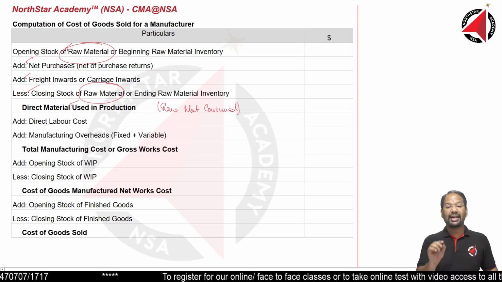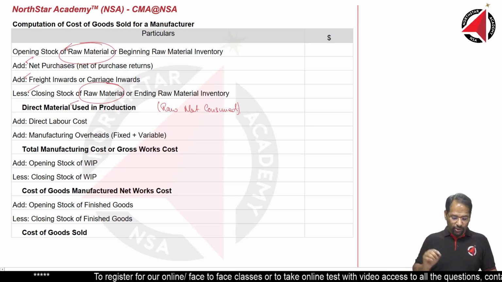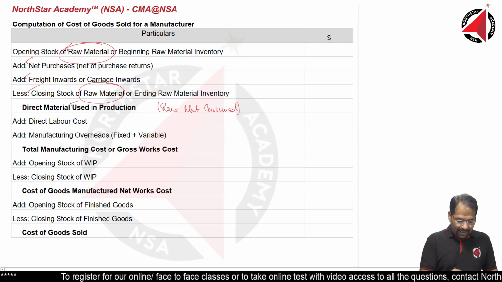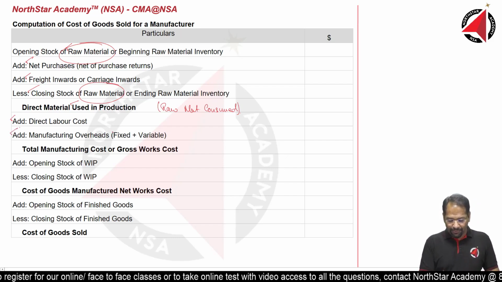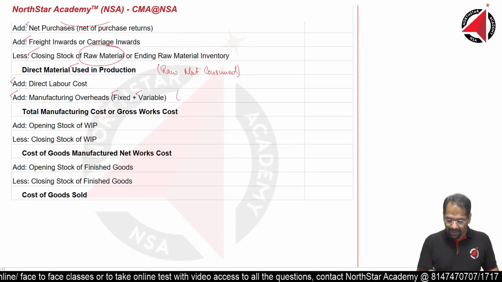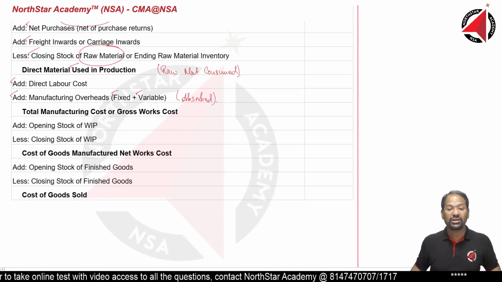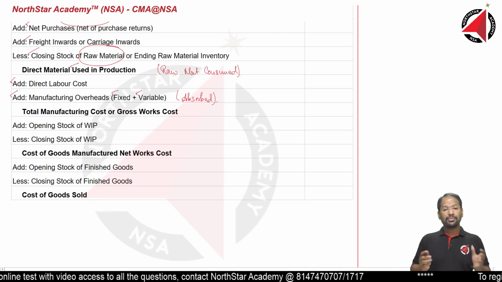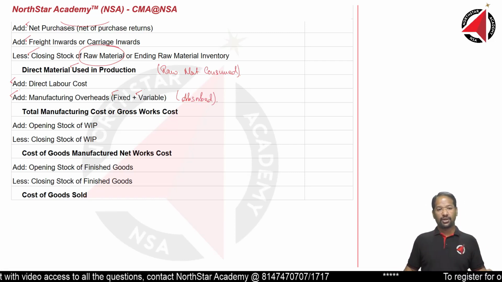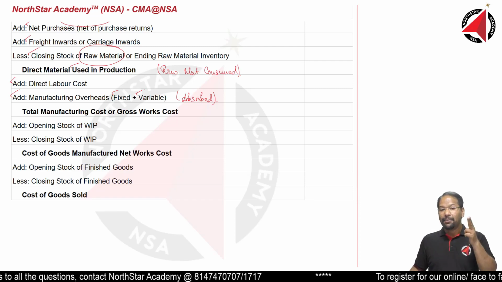Or raw material consumption. From raw material consumed in production, you add direct labor and any kind of manufacturing overhead. Remember, fixed as well as variable. These manufacturing overheads are absorbed. We also use the word recovered. Absorbed means absorbed in cost of production. So, direct material consumed, add direct labor, add manufacturing overheads.